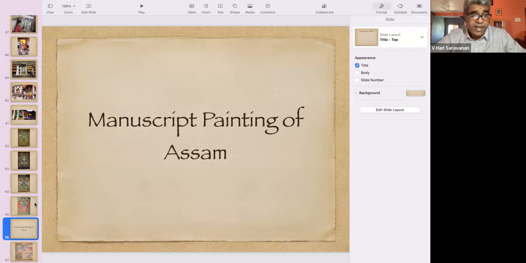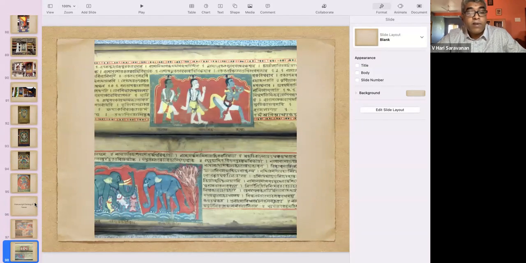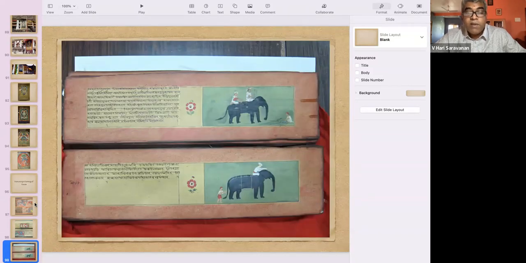Now, this manuscript painting deals mostly with religious themes, and interestingly, mostly the Bhagavata Purana. There is also a manuscript in the Assam Museum known as the Hasti Vidyarnava. Hasti Vidyarnava is a manual used for elephant maintenance, which was commissioned by the king Sivasingha sometime in the 17th century.